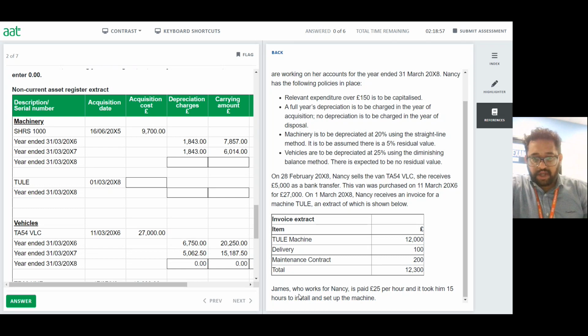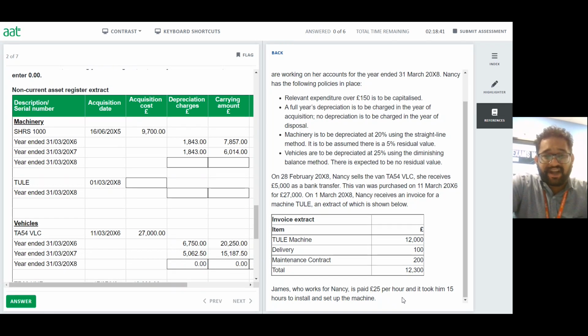Let's see how much it cost. James, who works for Nancy, is paid 25 pounds per hour. It took him 15 hours to install and set up the machine. So let's see how much we're paying James to set up the machine. That comes to 375 pounds.